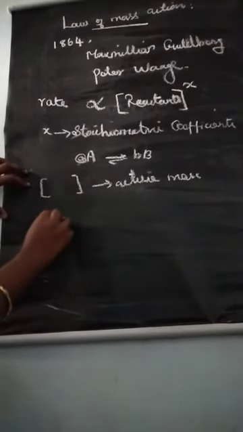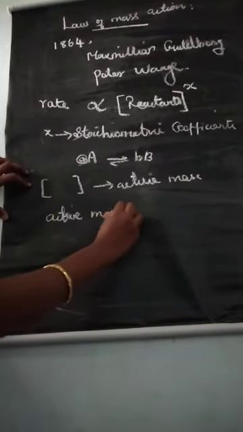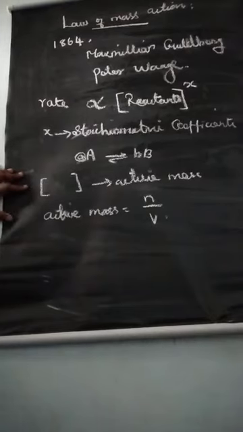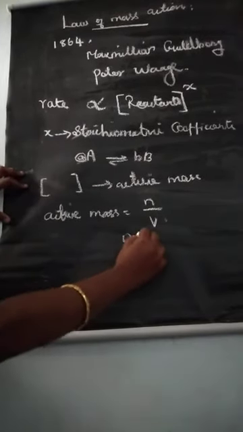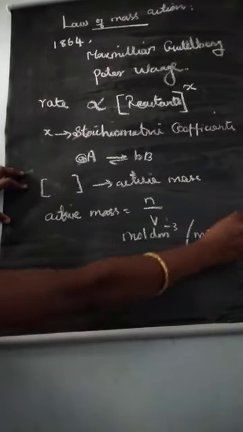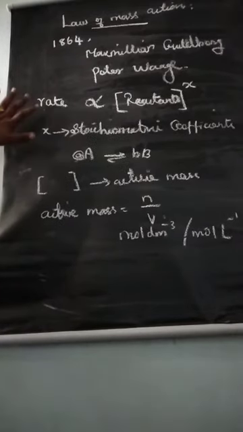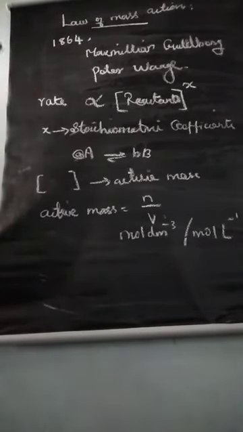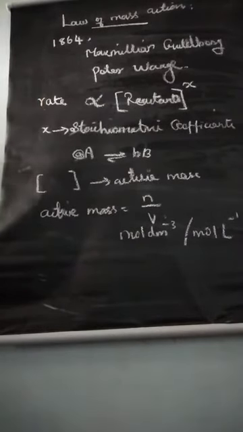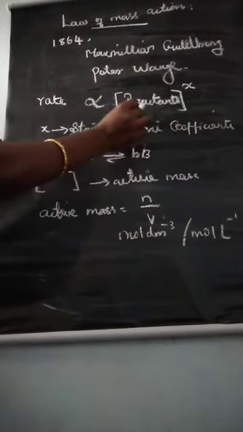Understand? So now we can tell one more formula, active mass. Active mass is equal to n by V. The unit we can say is mole per decimeter cube or mole per liter. So tell the statement of the law of mass action. At any instant, the rate of chemical reaction is directly proportional to the active mass of the reactants.